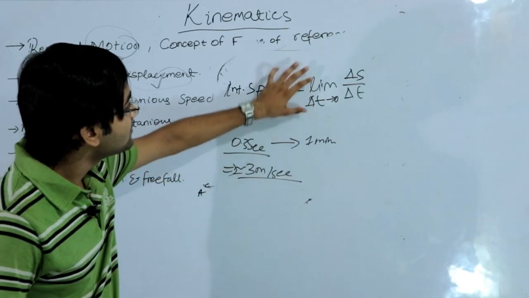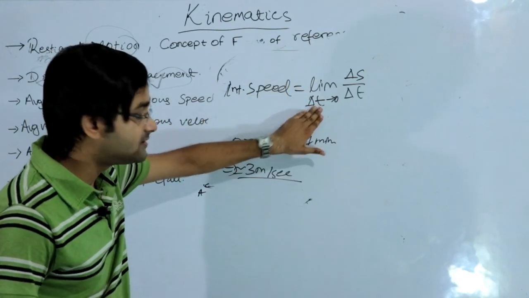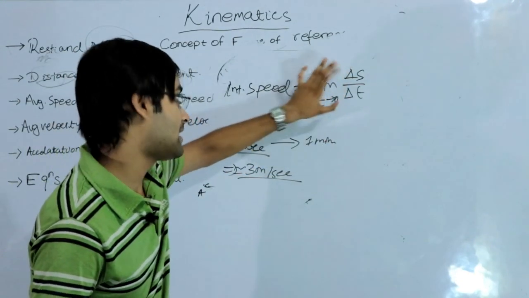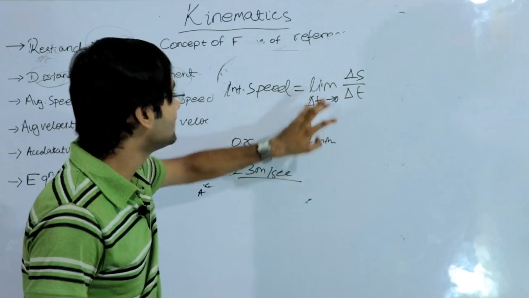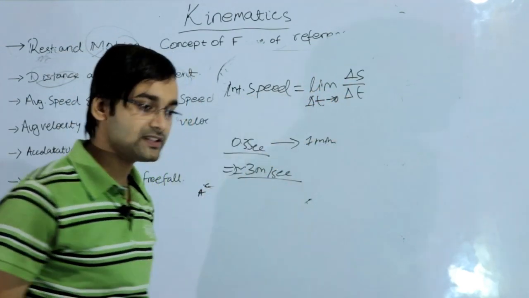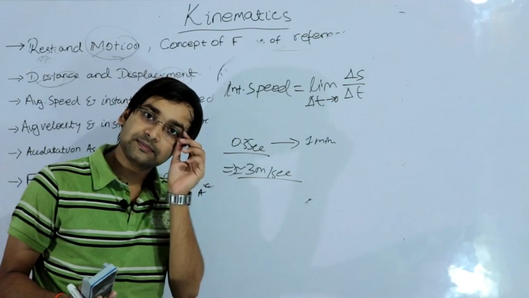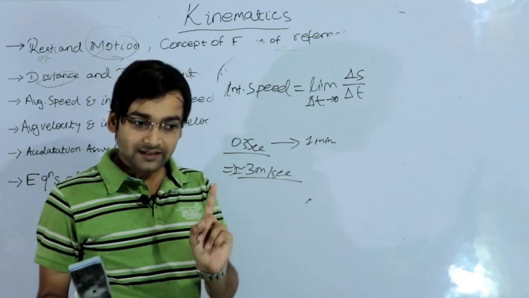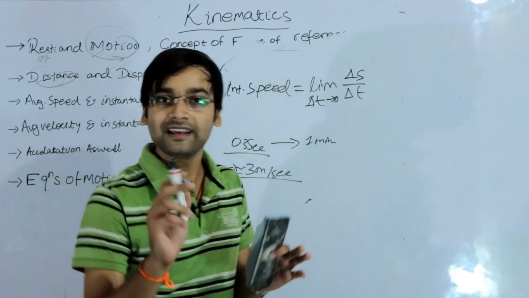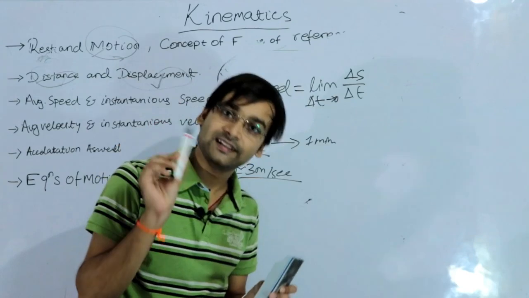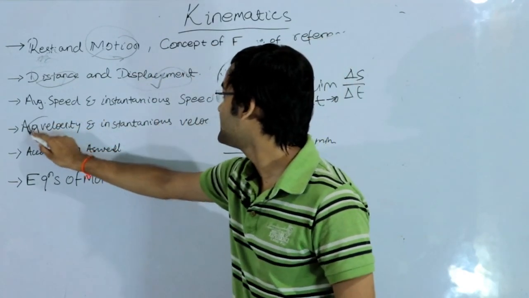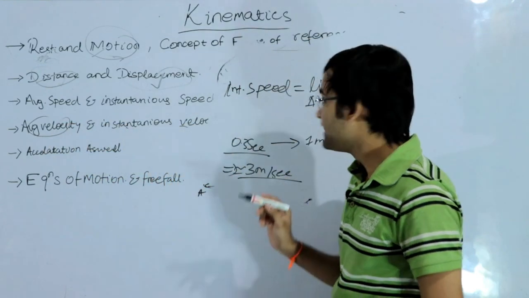So the concept is that the observation time should be minimum, and the distance traveled in that interval of time over that observation time is known as the instantaneous speed. So instantaneous speed is practical. You can say instantaneous speed is nothing but the speed shown by your vehicle at any instant of time. The next topic is average velocity and instantaneous velocity.